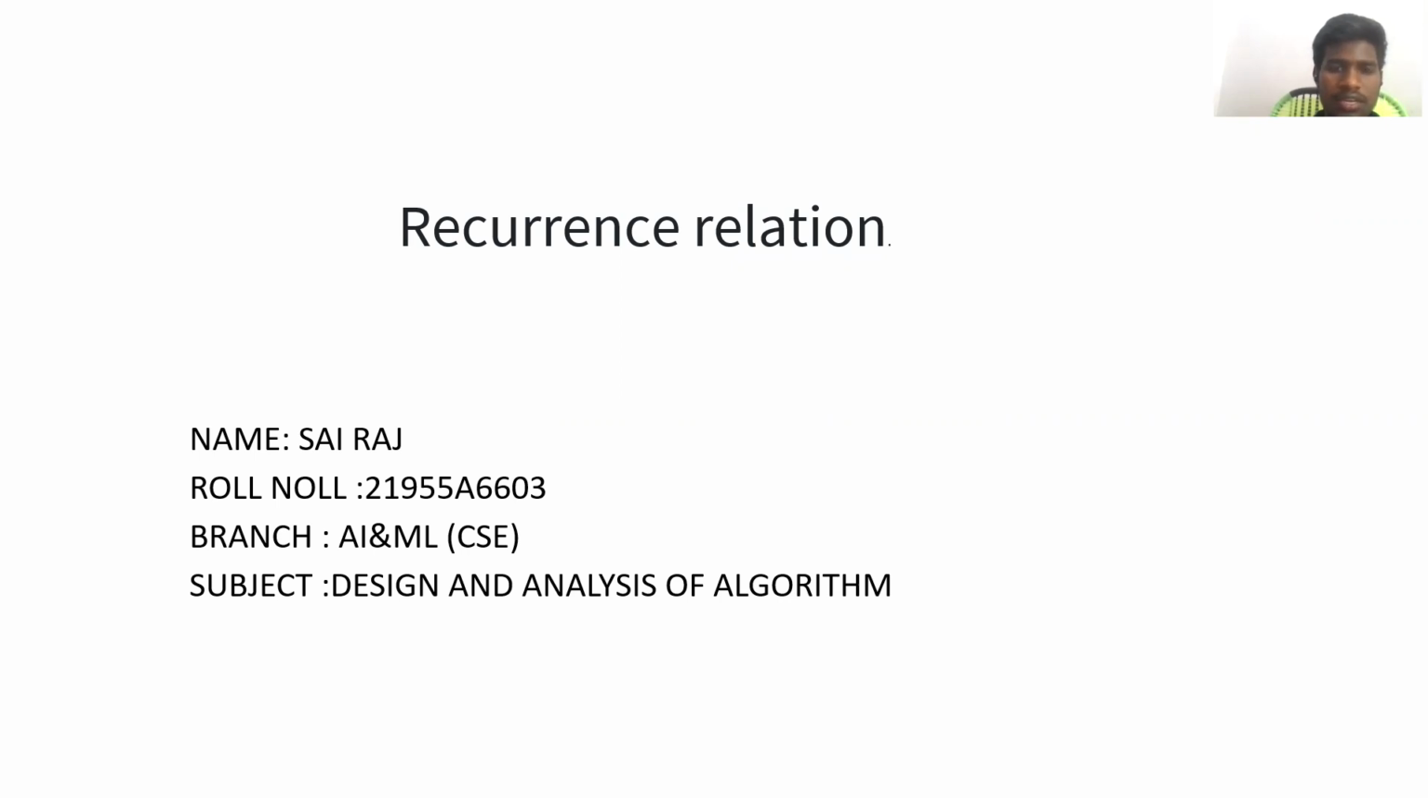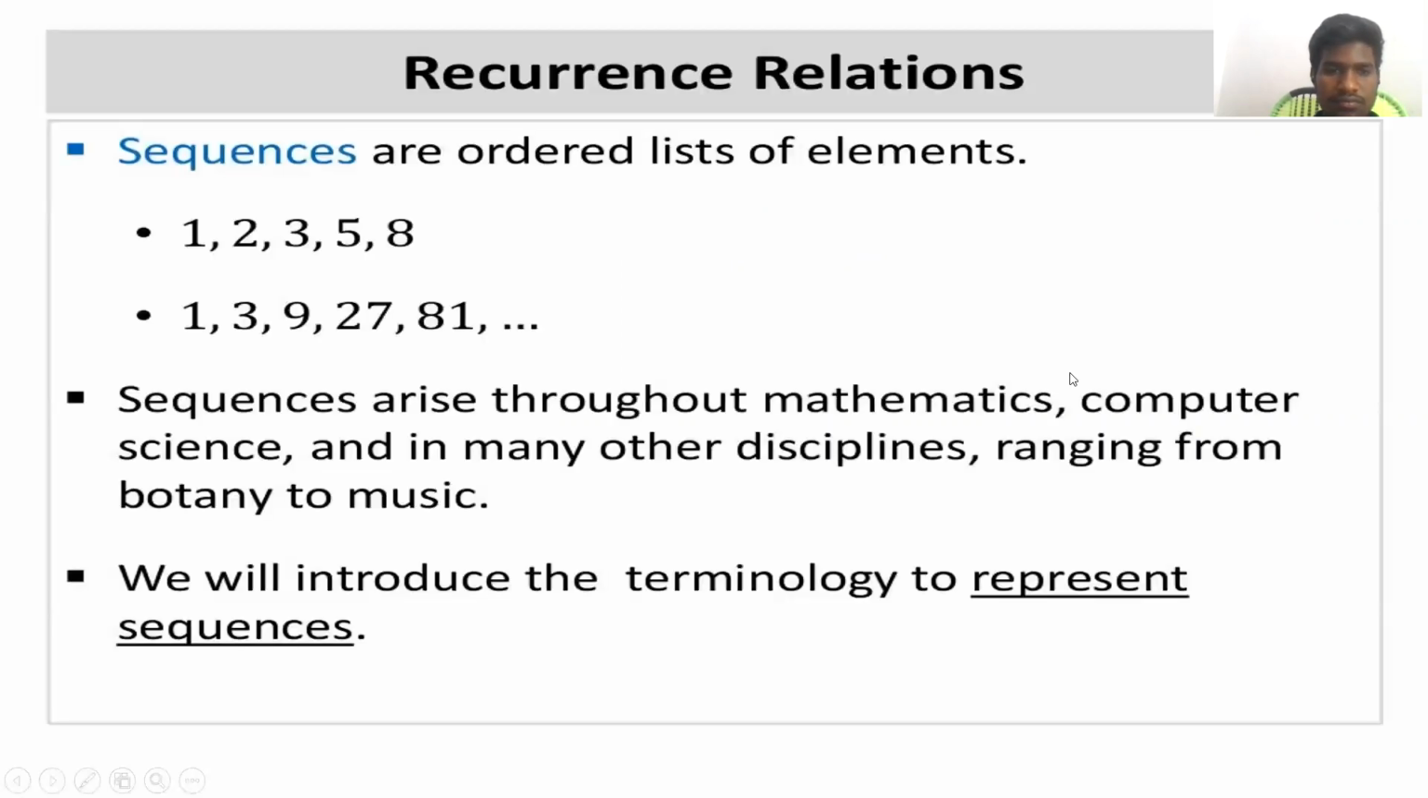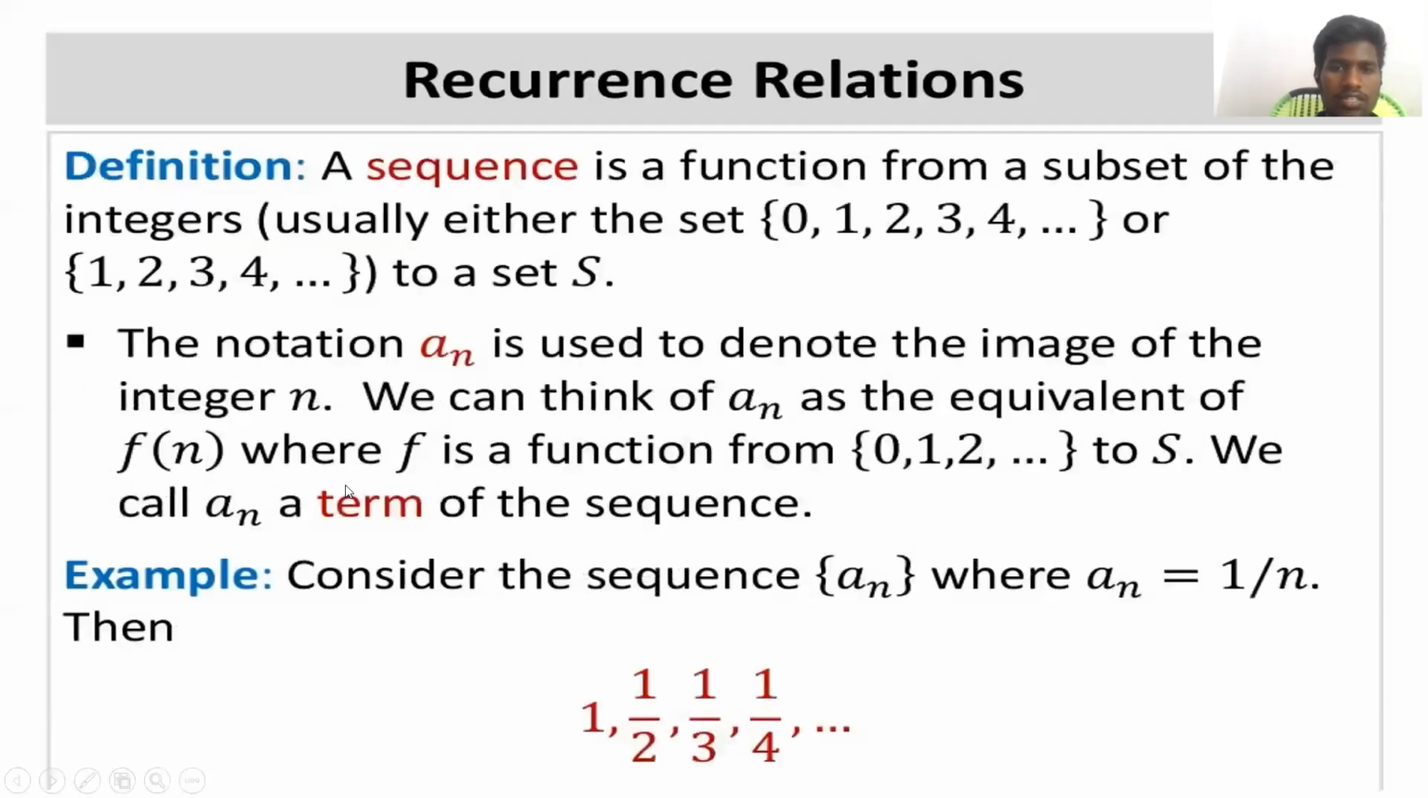My topic is recurrence relation. Sequences are ordered lists of elements, like 1, 2, 3, 5, 8 or 1, 3, 9, 27, 81. Sequences arise throughout mathematics, computer science, and in many other disciplines ranging from botany to music. We will introduce the terminology to present sequences, that is, recurrence relations.